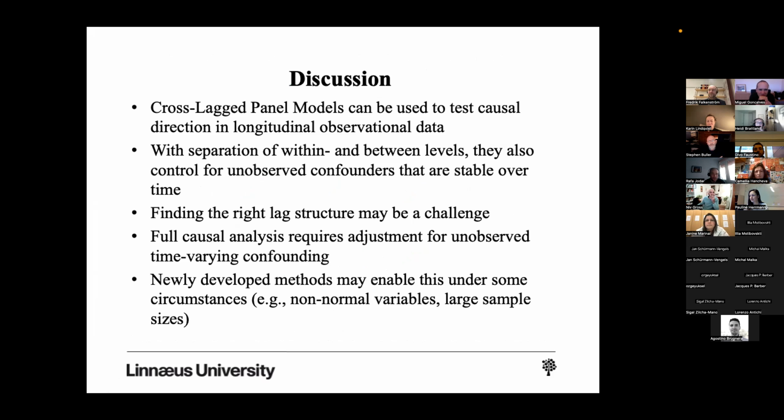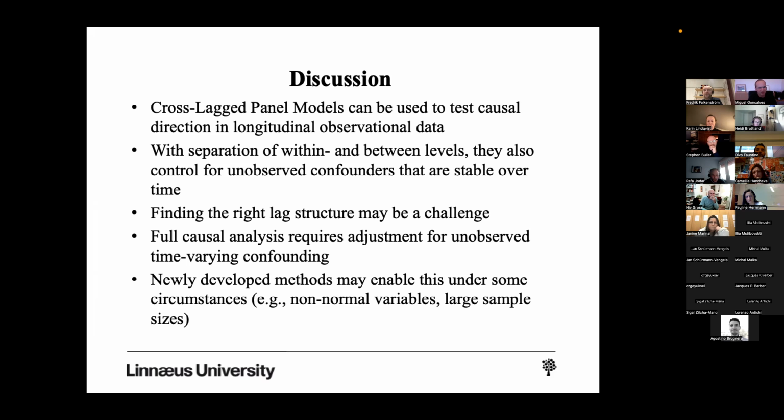So to sum up, because I think my time is out, the idea here is to use cross-lagged panel models to test the causal direction in longitudinal observational data. And if we also combine this with the separation between and within levels, we also adjust for some potential confounders that are stable over time. They will be in these latent between variables rather than in the within level.